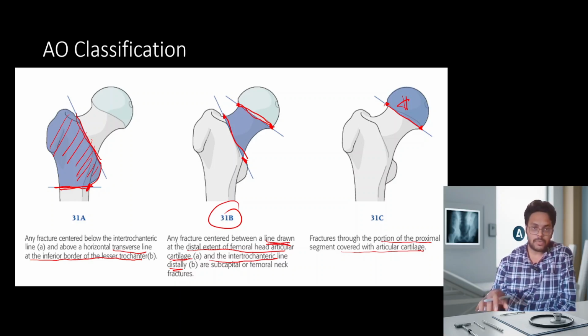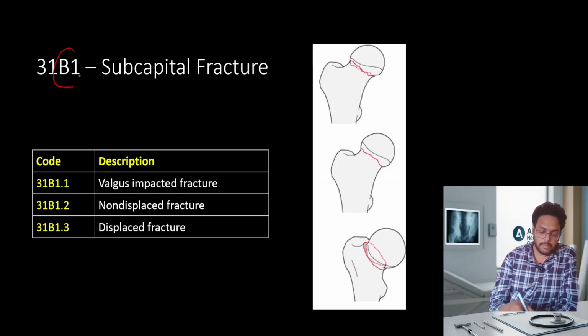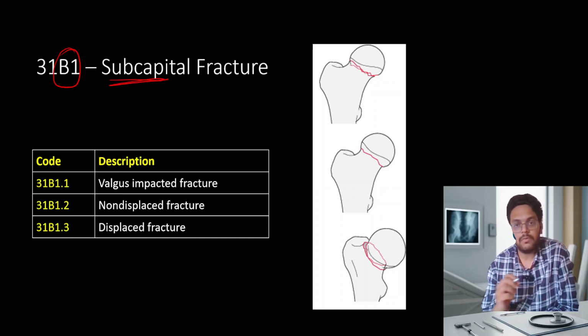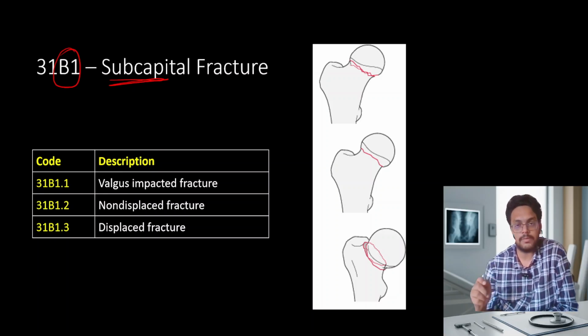So AO classification 31B, the neck part, we will be seeing the classification. So 31B1 is subcapital. Simply, in AO you can remember, AO combined all three classifications: the anatomical, Garden's and Pauwels classification.